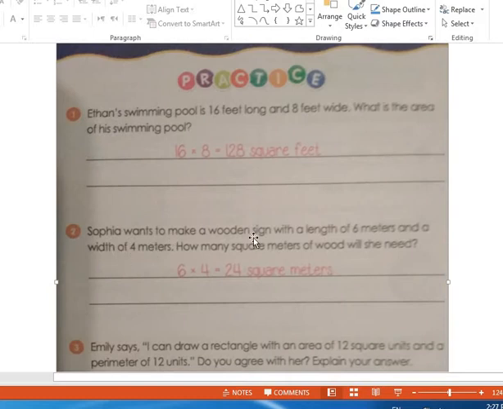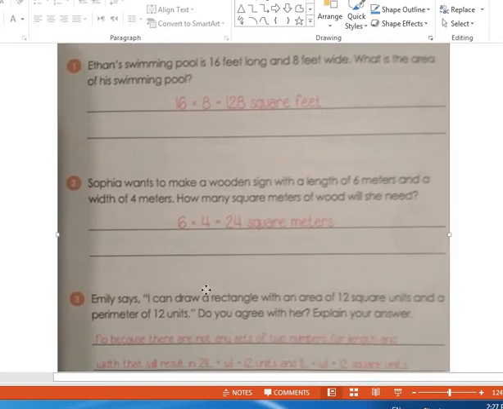Sophia wants to make a wooden sign with a length of 6 meters and a width of 4 meters. How many square meters of wood will she need? Here the area is 6 times 4, length times width, equals 24.